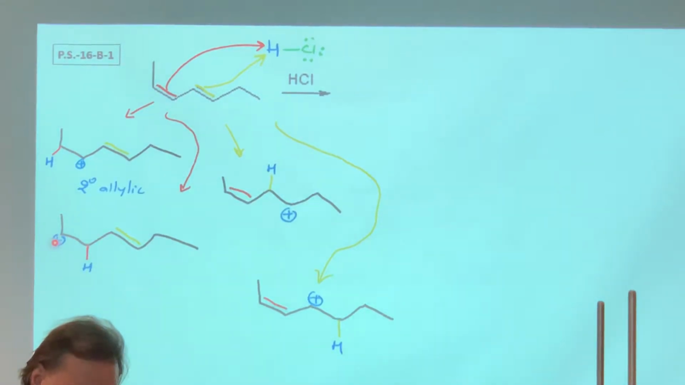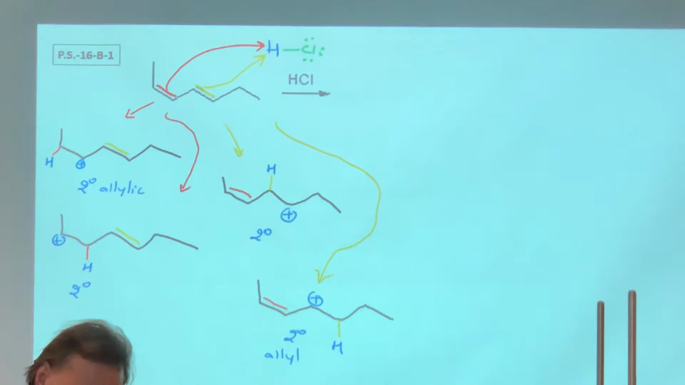This one here is what? Secondary. Just secondary, not allylic, right? Yes? So what about the other one here? What about this one here? That's secondary, but it's 2 steps away. 1 step, 2 steps, right? So that's just secondary, right? And the last one here, it's secondary, what?